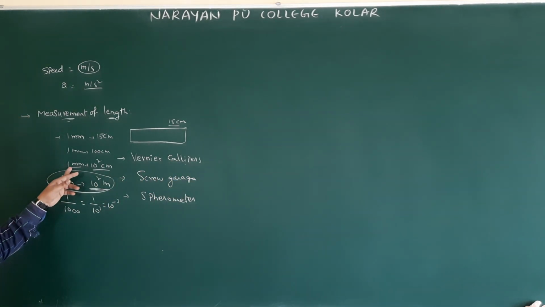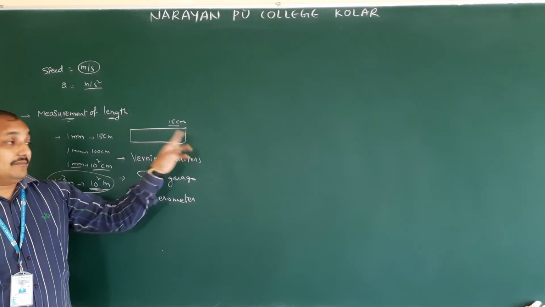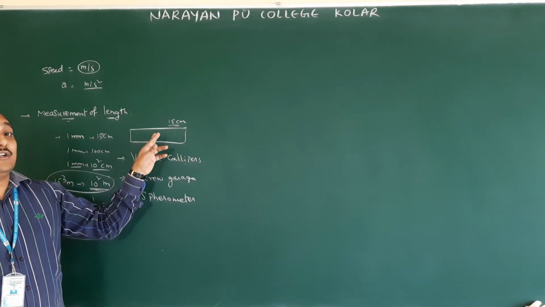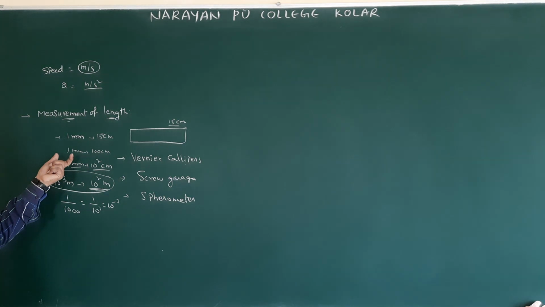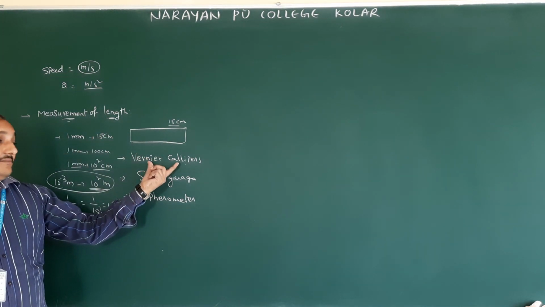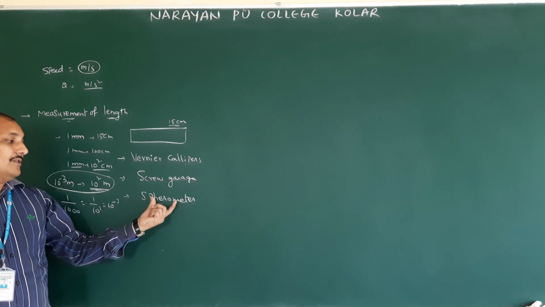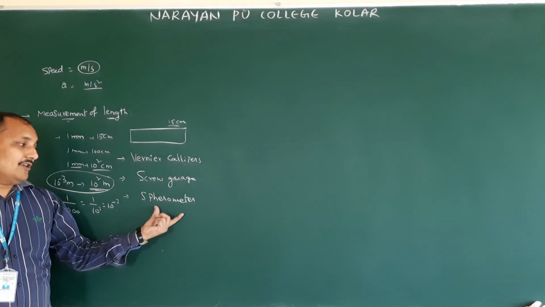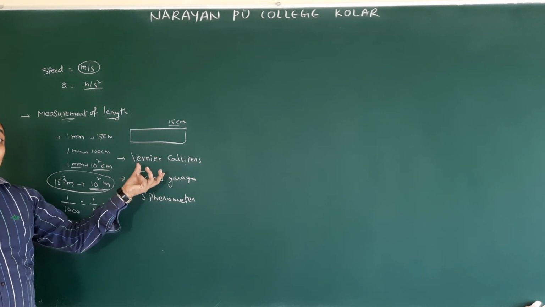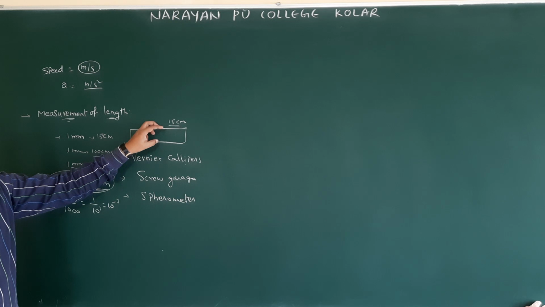So what is this 1 mm? We are calling it the least measurement of a physical quantity by using any apparatus. So they will say least count. The least measurement is nothing but the least count of vernier calipers, the least count of screw gauge, the least count of speedometer. It means how small a value we can measure by using the apparatus. Here the scale is nothing but the apparatus.